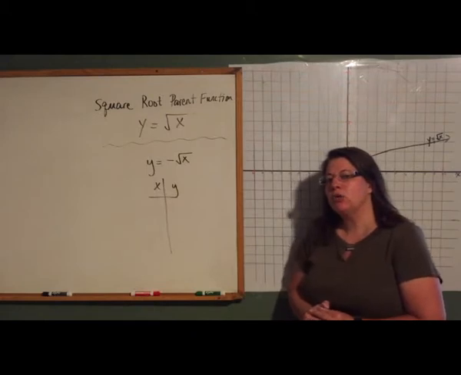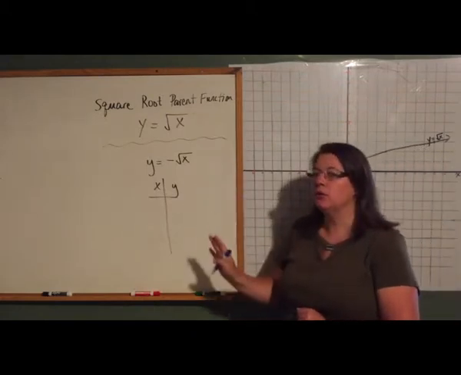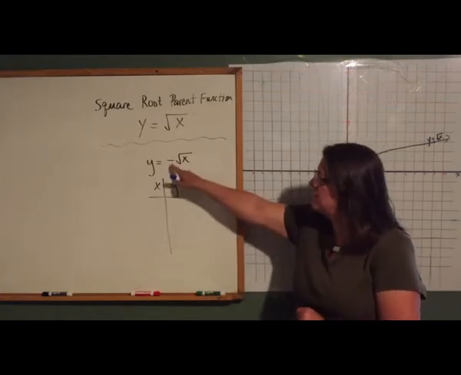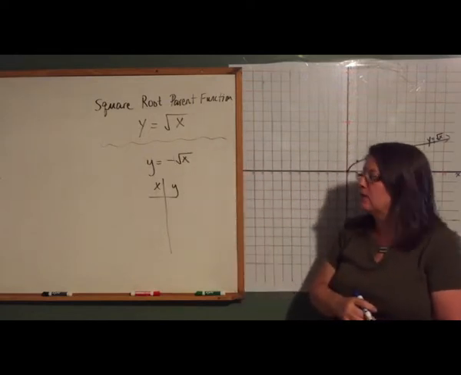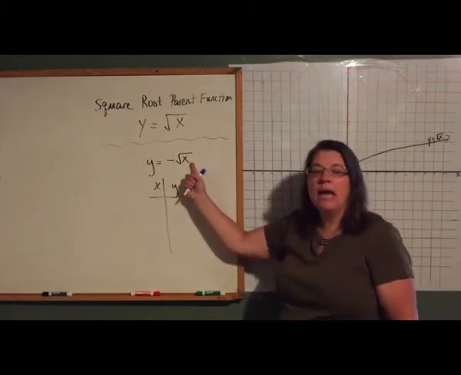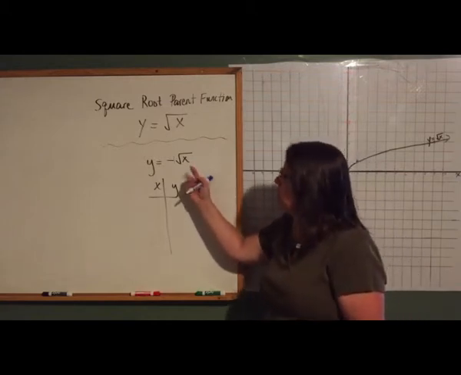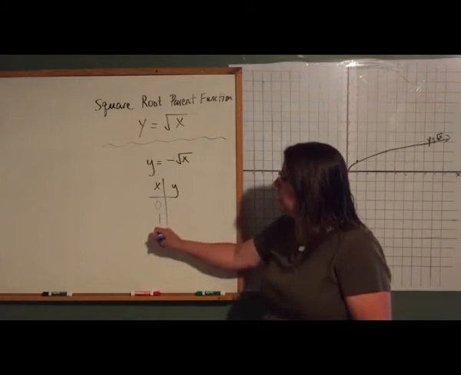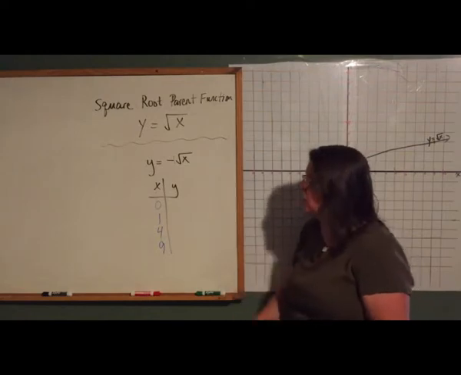Let's think back to your knowledge of what happened in the other parent functions when we put a negative in front. Now remember, that's understood to be a -1 in front of that square root of x. We still have to consider whatever's underneath the radical has to be positive, otherwise we can't get an answer. So I'm going to choose 0 and then some square numbers like 1, 4, and 9. So I'm choosing the same numbers to see what happens.